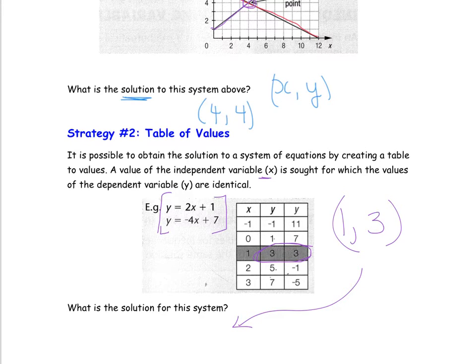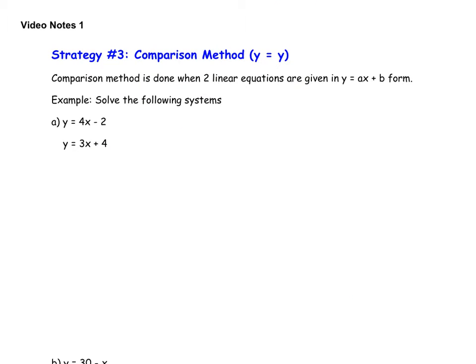Now the next strategies are ones that we use a lot when we talk about algebra. The first one's the comparison method, which we also call y equals y. The comparison method is done when two linear equations, remember linear means equation of a line, are given in y equals ax plus b form. Remember, a is the slope, b is the y-intercept. So we're going to solve the following system, which means that we need to find the x-coordinate and the y-coordinate. They're both in y equals ax plus b form, so we make them equal to each other, which is why we say y is equal to y.